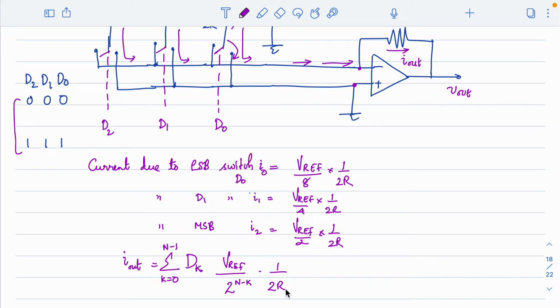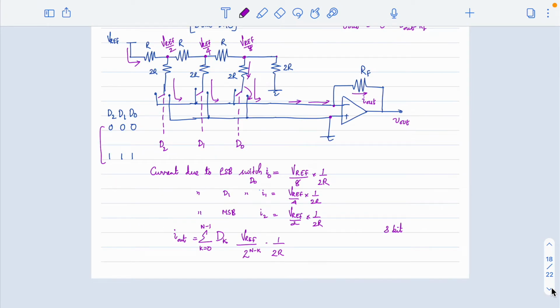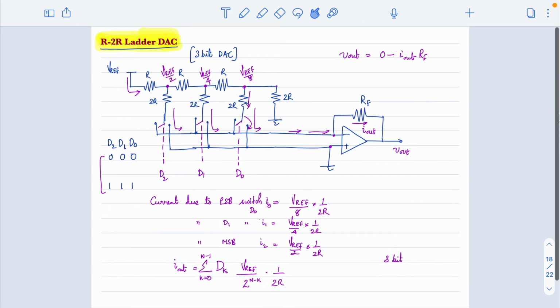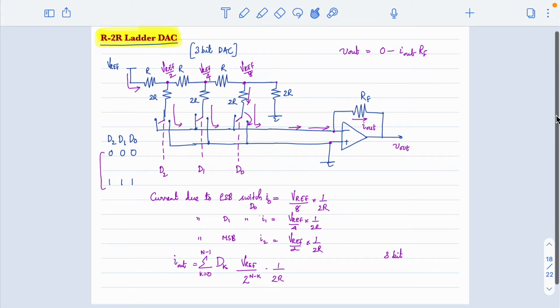Is this clear? Say for example, for a 3-bit DAC, for the first position, when k equals 0, the quantity will be Vref by 2 to the power of 3. Alright, is this clear? Can I get some response in the chat about this R2R ladder DAC? Alright, yeah. So this is a simple one.